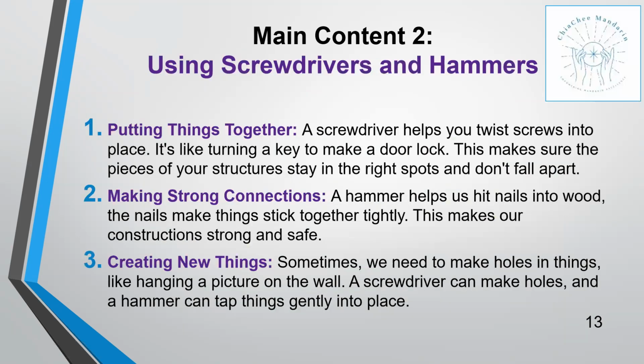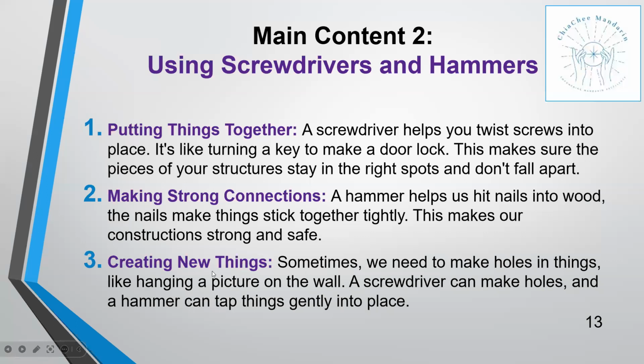Then we proceed to using screwdrivers and hammers. Well, these tools are more or less for putting things together. For me, a screwdriver helps me twist the screw into place. It's like turning a key to make a door lock. This is to make sure pieces in maybe a construction site stay in the right spot and don't fall apart. They also help make strong connections, just like a hammer helps us hit nails into wood. So the nails make things stick together tightly. This makes our construction strong and safe, I believe.